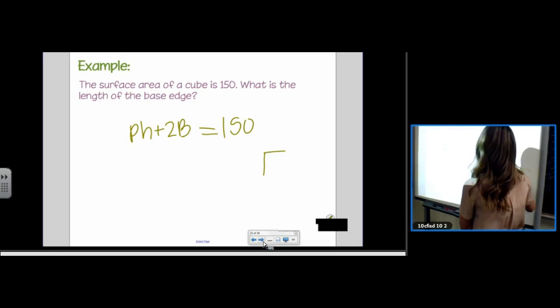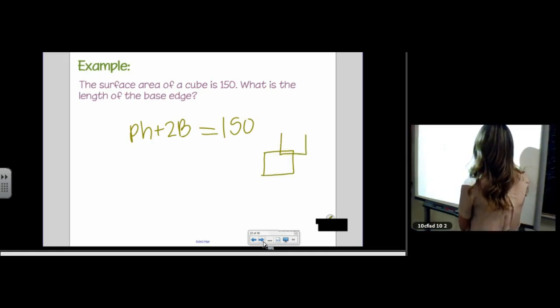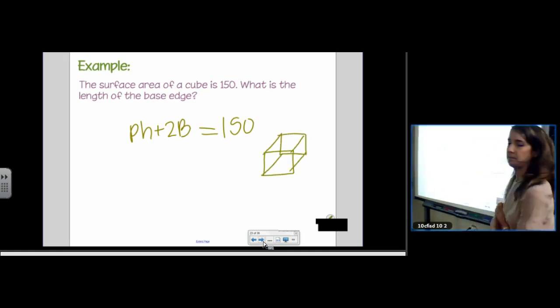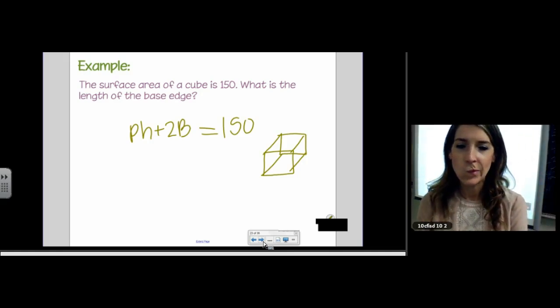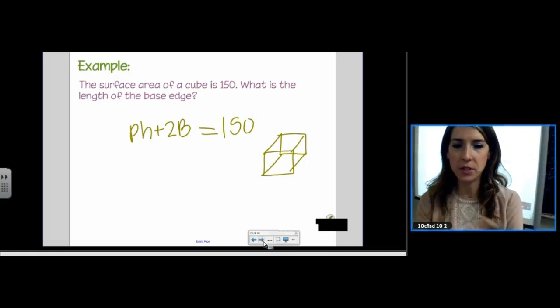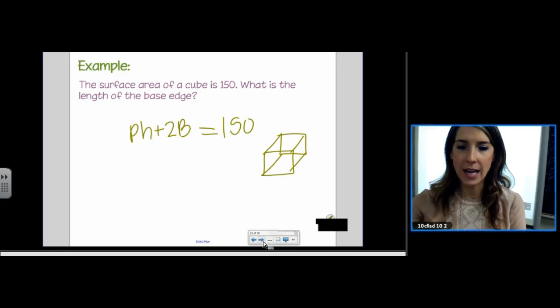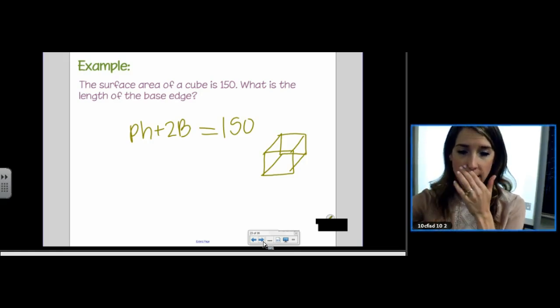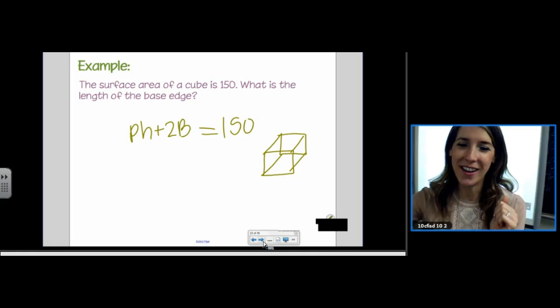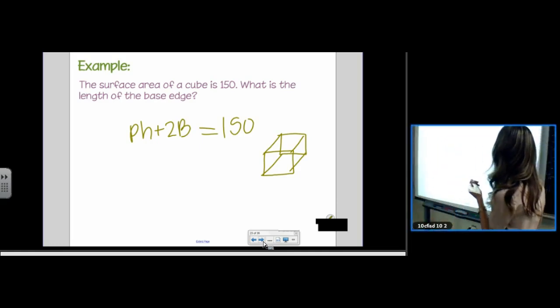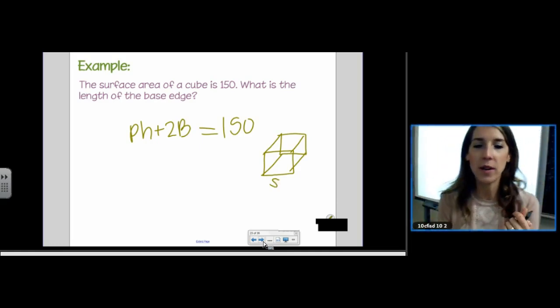Let's draw a picture. When I don't know what to do, I draw a picture. Do you do that when you get stuck on a problem? Now let's add variables to our picture. What do you want to call a side? Ooh, good thought. Sharon wants to call it S. I think she's a little partial because that's what her name is. Let's call one of the sides S.